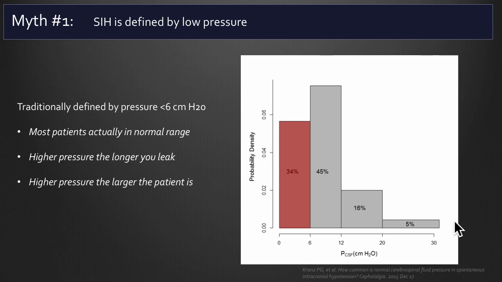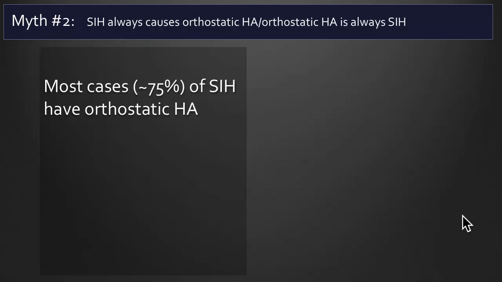You tend to have a higher CSF pressure the longer you leak, and based on your underlying body habitus, you may have a higher baseline CSF pressure. So there may be an abnormality of your relative CSF pressure, or you may have a relative decrease in CSF pressure compared with what your baseline normal is. But a single CSF pressure measurement is really of pretty limited utility.